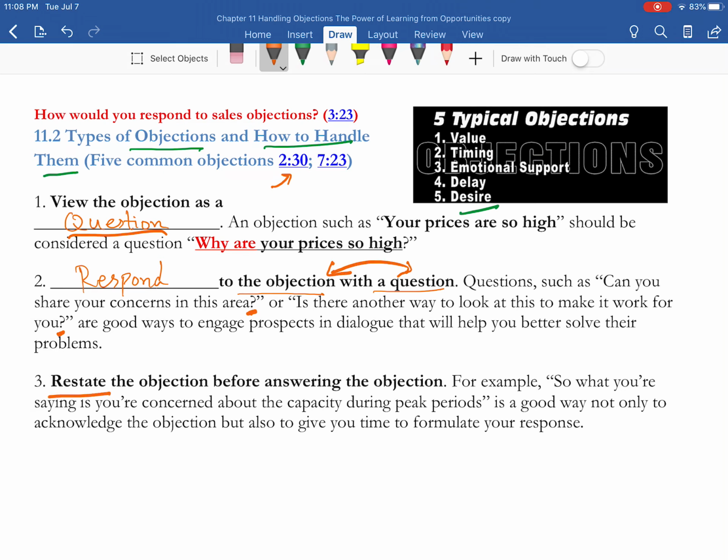Sometimes you can restate the objection before answering it, because sometimes they may use it in one particular context. They may have a different way of thinking about that. They may use different words, and you may not be interpreting it in the same manner.